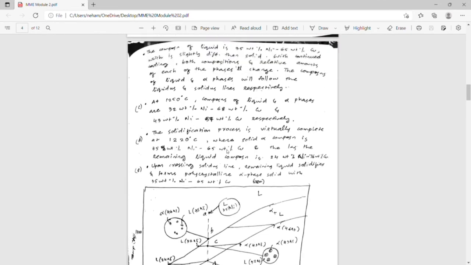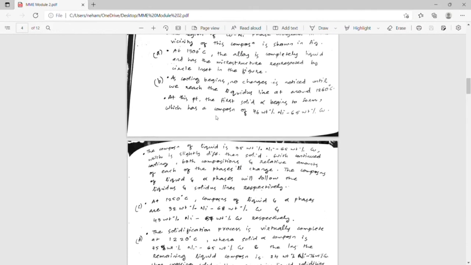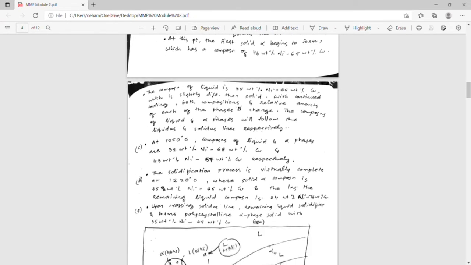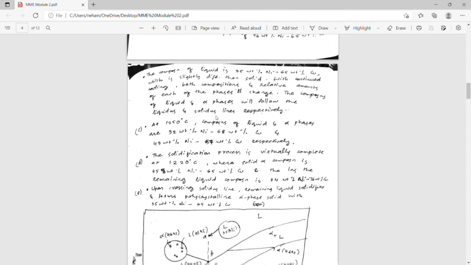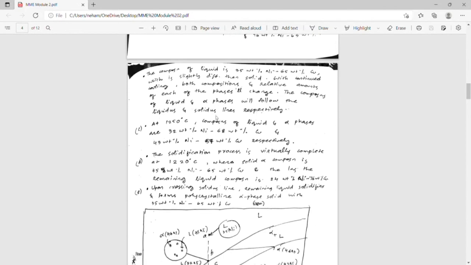As cooling begins, no change is noticed until we reach the liquidus line at around 1260 degrees Celsius. At this point, the first solid alpha begins to form. The composition of the liquid is 35% nickel to 65% copper, which is slightly different from the solid. With continued cooling, both compositions and relative amounts of each of the phases will change.